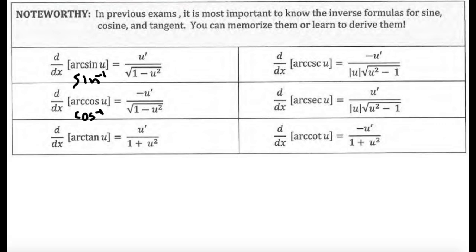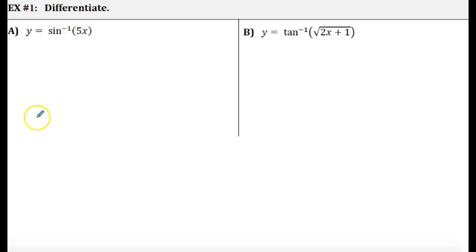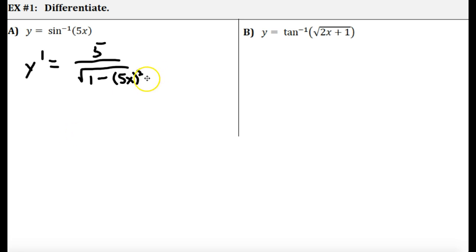Okay, well, our rule is this. For inverse sine, I take the derivative of the inside over the square root of 1 minus the inside squared. So my y prime, derivative of the inside goes on top, so the derivative of 5x is just 5. And in the denominator, I have the square root of 1 minus the inside, which is 5x squared. And I can just leave it like that.